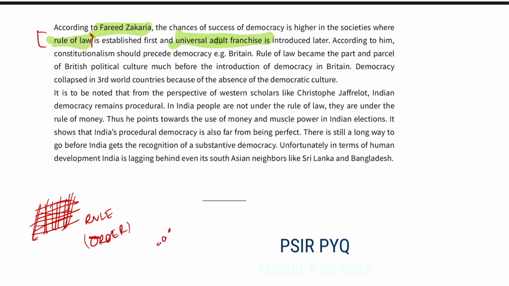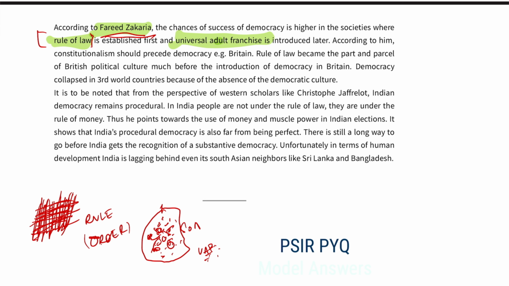Otherwise, if you take a random sample of nature, the state of nature, and you don't impose rule of law, and there's no concept of rule of law, there's no structure for the rule of law, and then you provide them universal adult franchise, what would happen? The politics of today, the way they are, exactly that would happen, I guess. But conceptually, as Fareed Zakaria says, if there's a rule of law, there's a strict structure to control the population, and then an adult franchise, universal, is introduced, then what? According to him, constitutionalism should precede democracy.